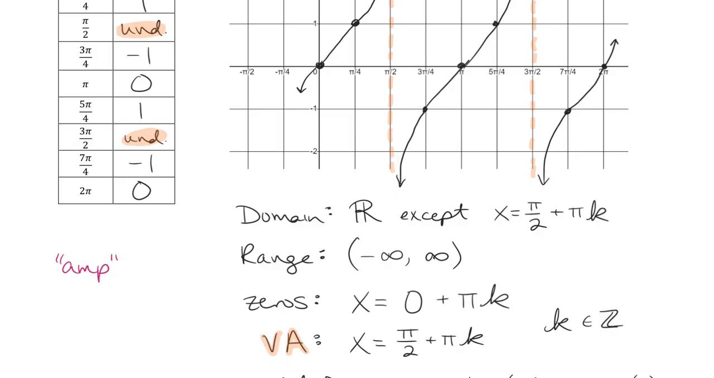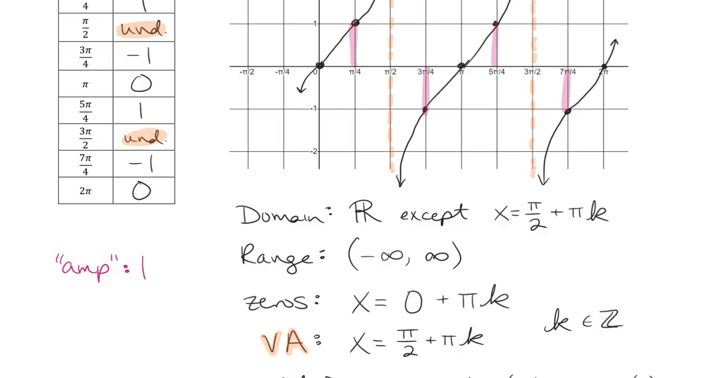This fake amplitude tells me from the midline of the graph up to the other important inflection point. So I still have an amplitude for the tangent function. It's not a real amplitude because it's not going to a maximum or a minimum, but it is an amplitude because it helps me graph the function. What is the fake, quote, amplitude of the tangent function?